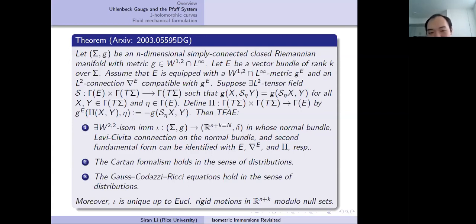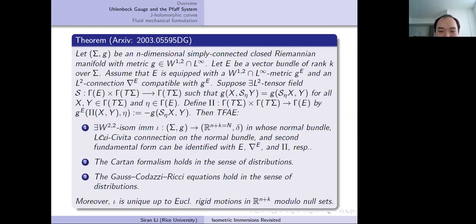Suppose I also have a tensor field S, which satisfies this symmetry condition. This S is just the putative shape operator. And I can also define the second fundamental form, which is equivalent to S by a different contraction. So that's it. If I have this data, then the following are equivalent.